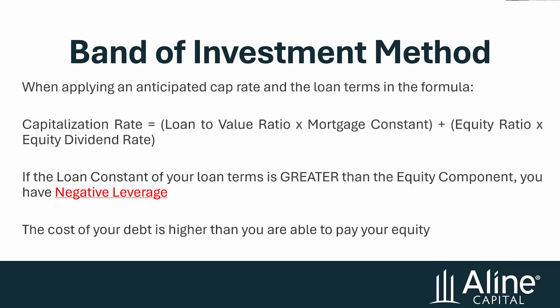So when applying an anticipated cap rate to the loan terms, so that's to say, okay, if I were to pay this cap rate and you know your loan terms, if the loan constant of your loan terms is greater than the equity component, you have negative leverage. And that is the cost of your debt is higher than you're able to pay on your equity. So this kind of sounds complicated. I'm going to show a model here and we're going to make it much simpler for you all.